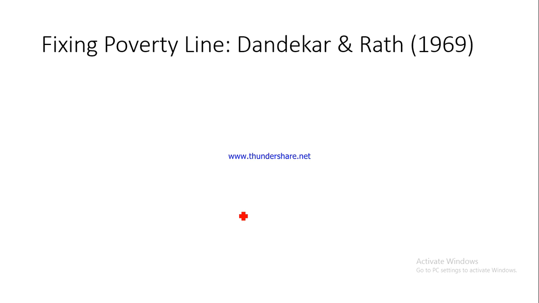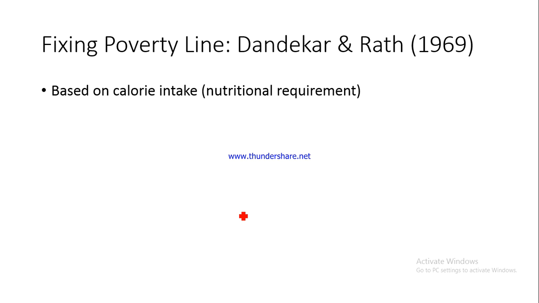Then came another approach, and this was proposed by Dandekar and Rath. They were two academicians who in 1969 came forward with a slightly different approach, where they fixed the poverty line based on calorie intake. Again, I hope based on whatever you have understood about the Planning Commission approach, you will be able to understand what is the connection between the calorie intake and poverty line. So they tried to find out what should be the ideal calorie intake.